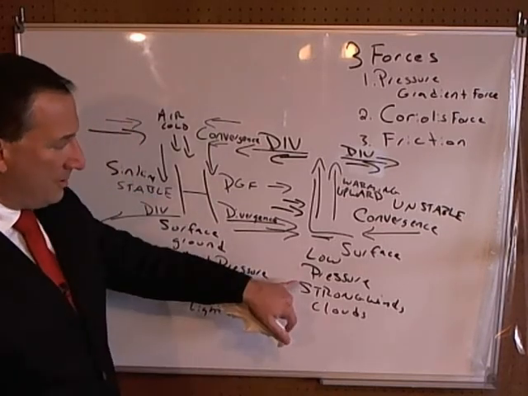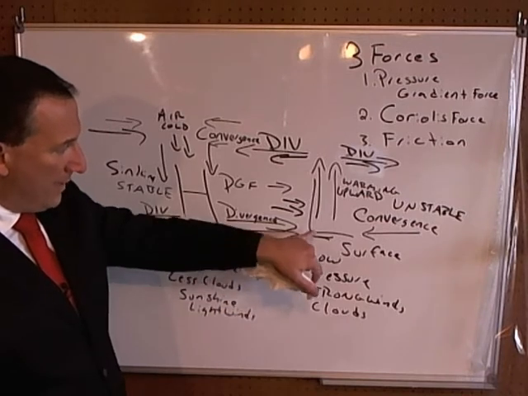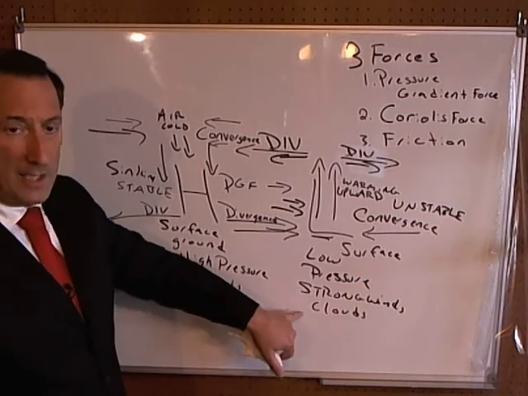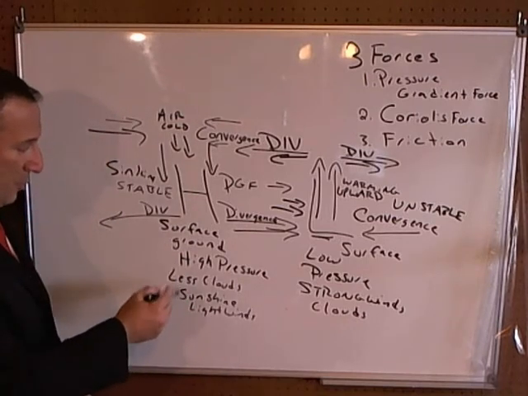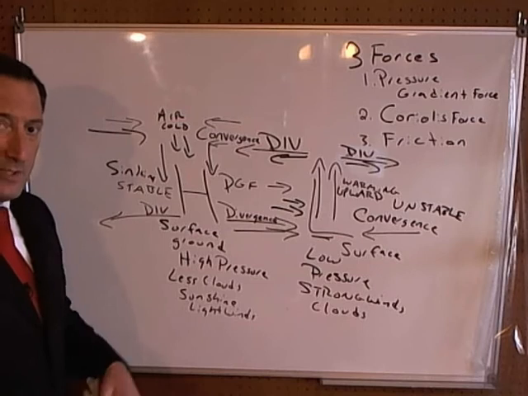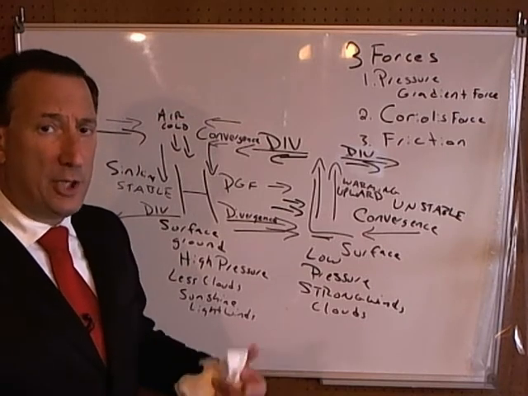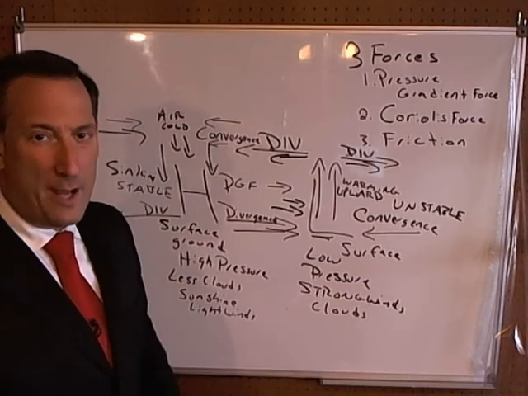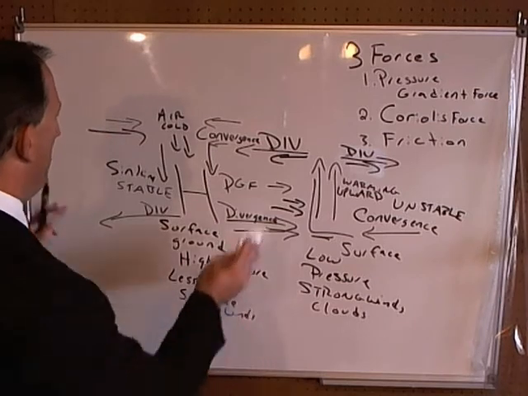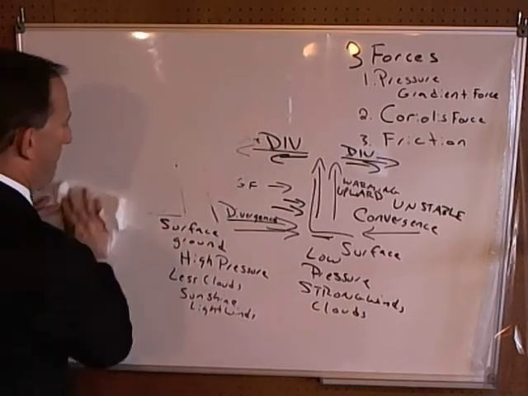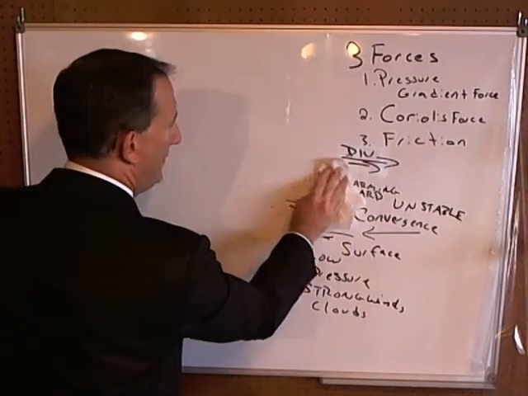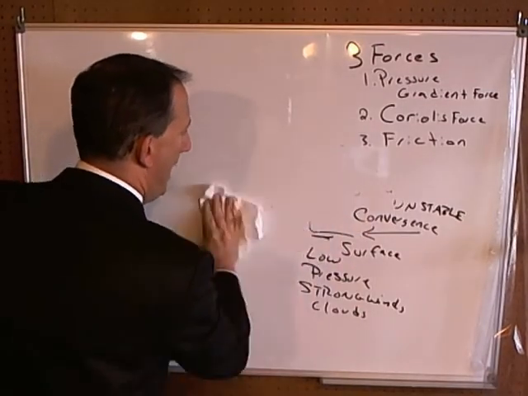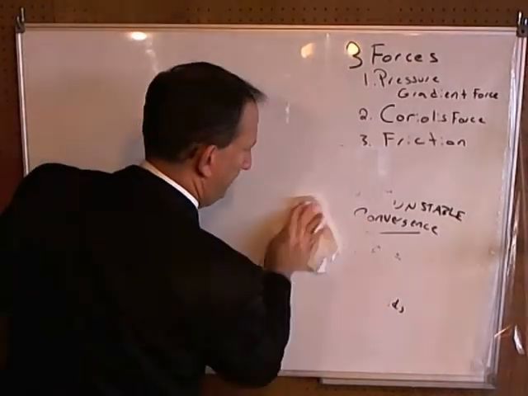But lower pressure, measured by our barometer, we have low pressure, stronger winds, clouds, and precipitation. Higher pressure, less clouds, more sunshine, and lighter winds. So those are some of the characteristics that we'll be looking at on what we call a synoptic scale weather map. So let me erase this here. So now we can get a general concept of what the wind flow is around high pressure and low pressure.